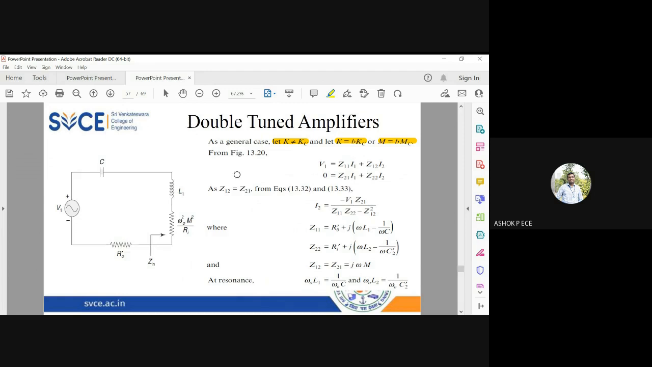So please understand double tuned amplifiers as carefully as possible. And if you derive step by step, it is going to be simple. But again, you should know in what step, what approximation, or what terms you are going to neglect. That way only you can remember the double tuned amplifier derivation easily. Okay.